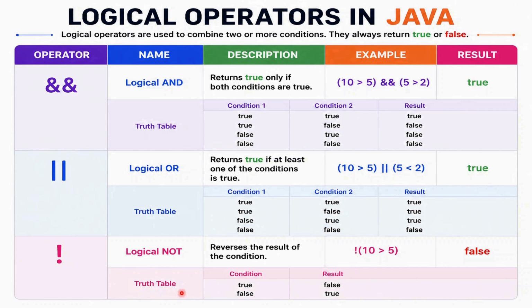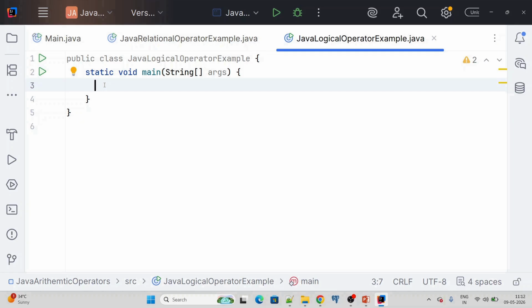So let's see the truth table. This is the condition and this is the result. So if it is true, it will make it false. If it is false, it will make it true. So friends, we have completed the theory part. Let's now deep dive into the practical session of this video.